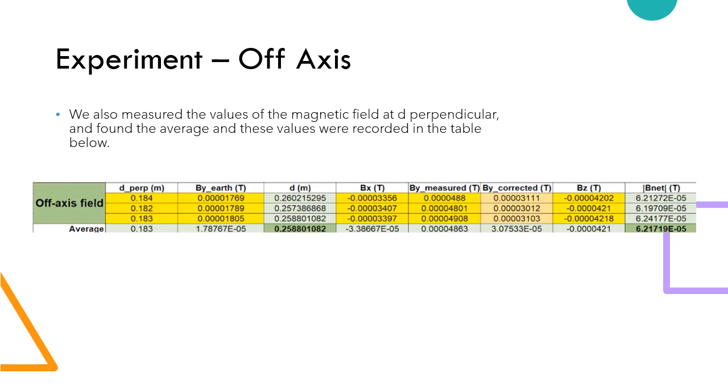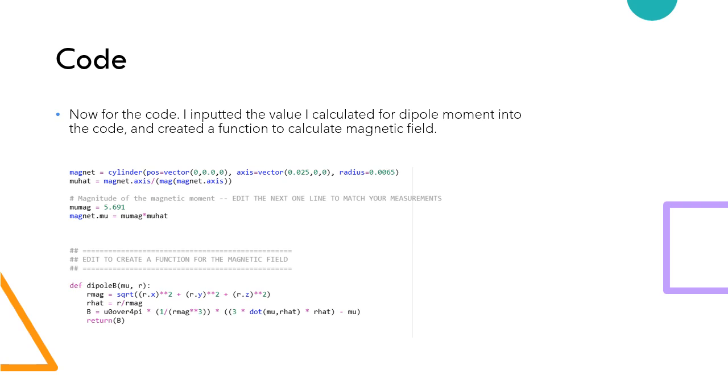So now the off-axis part of the experiment. We also measured the values of the magnetic field at the perpendicular distance, and the average of these values was recorded in the table below. So now for the code. I inputted the value I calculated for the dipole moment into the code and created a function to calculate the magnetic field.